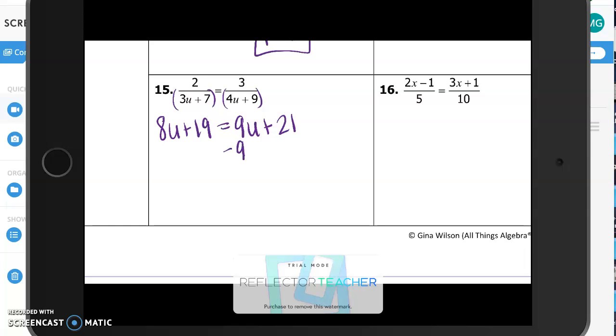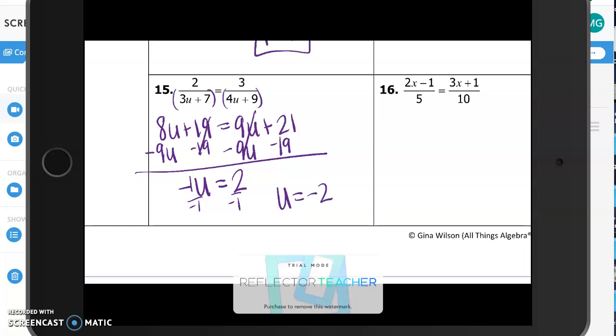So I would subtract 9u. At the same time, if you're comfortable, you can subtract 19, or you can do that in 2 different steps. But again, you would end up with a negative sign in front of u. We call that the opposite of u is equal to positive 2. 21 minus 19 is 2. So again, you can think of that as negative 1. Divide by negative 1, u equals negative 2. Again, you want to plug that into both sides there and make sure those come out to the same thing.